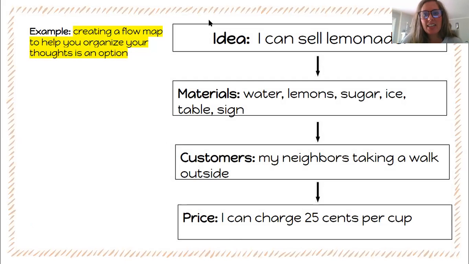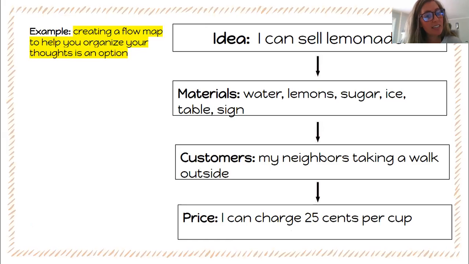So my idea was I can sell lemonade. My materials are going to be water, lemons, sugar, ice, a table, and a sign. My customers are going to be my neighbors that are walking by outside. And then my price is I'm going to charge 25 cents per cup. So that's one of my ideas for earning money.